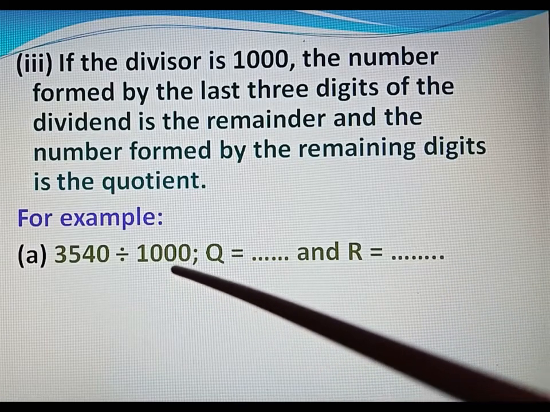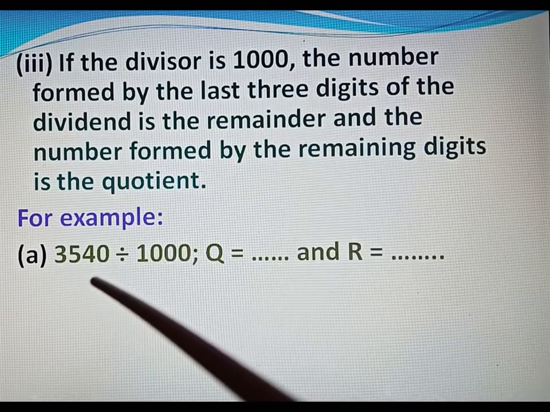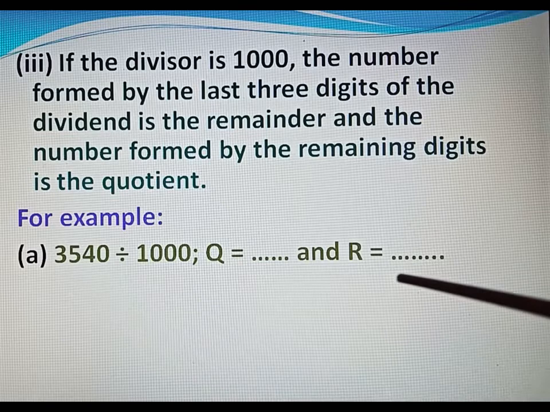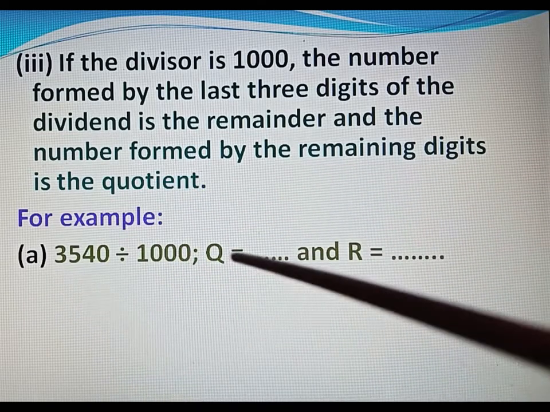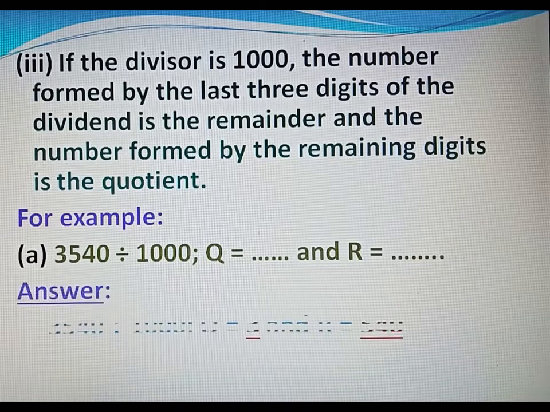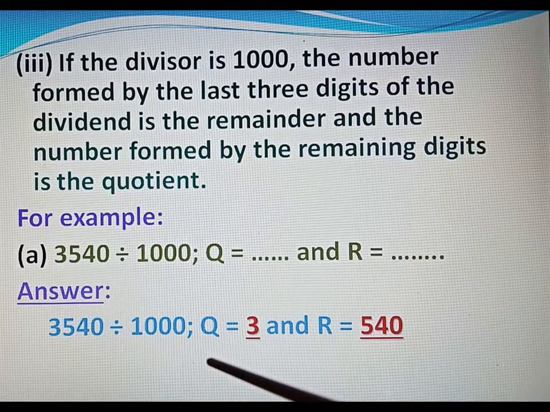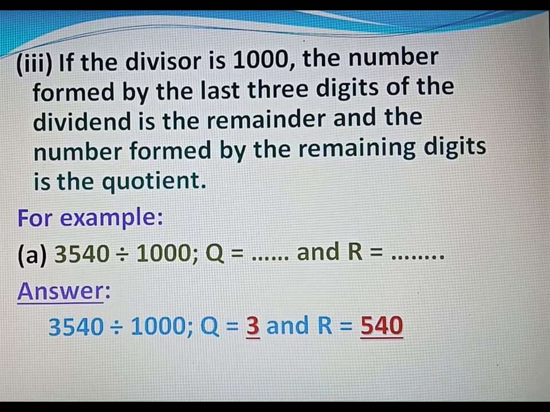See, 1000 is the divisor, the number formed by the last three digits of the dividend is 540. So 540 is the remainder, and the number formed by the remaining digits is 3. So 3 is the quotient. Answer: 3540 divided by 1000, quotient equals 3 and remainder equals 540.